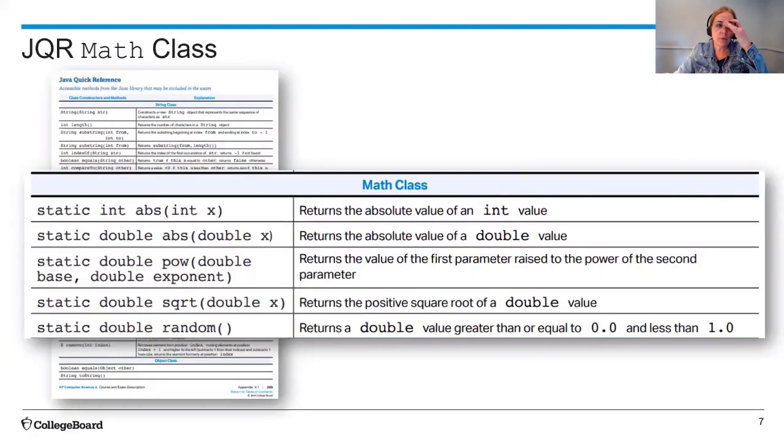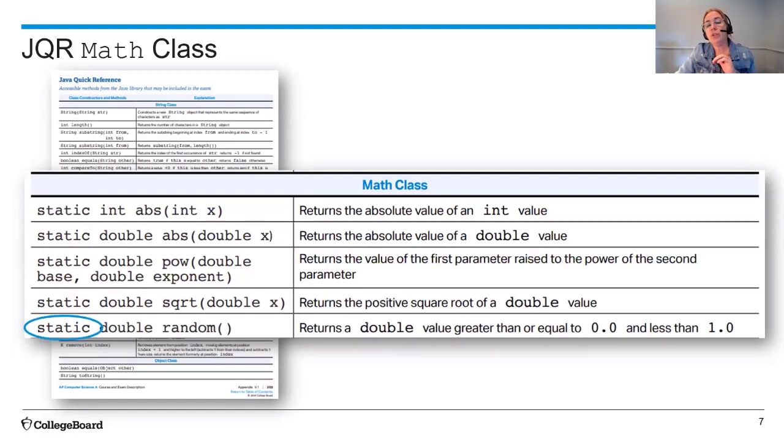So let's look at what's provided. Here are the 5 that the Java Quick Reference gives to you. You have 2 versions of absolute value: one is the absolute value of an int, and the other is the absolute value of a double. Then we have the pow, power, method, and it has 2 parameters. One is the number, and the second one is the exponent that you want it to use, the base and the exponent. Get my vernacular correct. And then we have the square root and random.